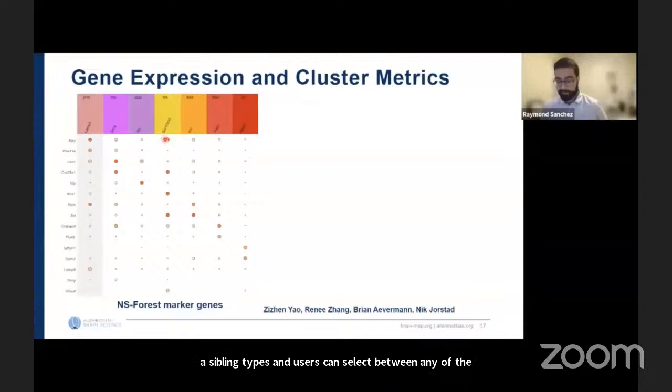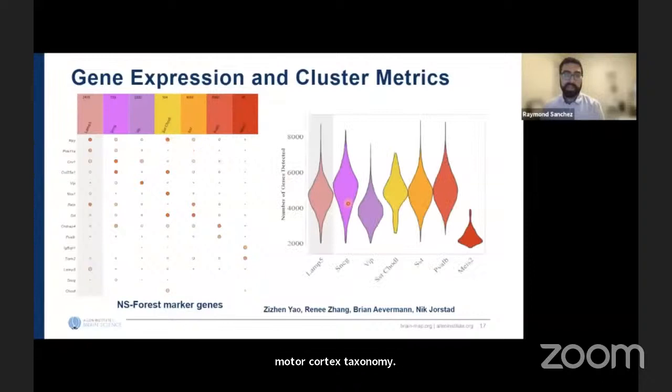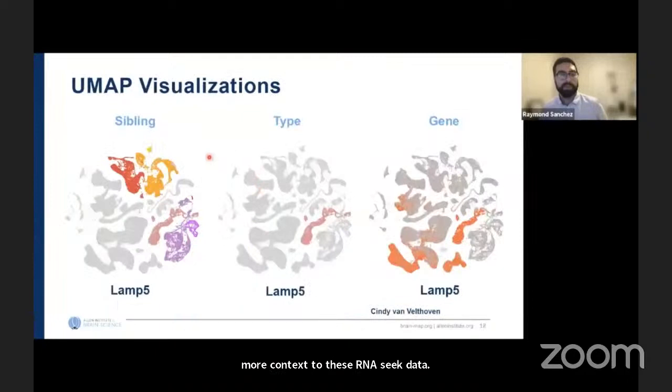In addition, we also display key cluster metrics such as number of genes detected and UMIs to give more context to these RNA-seq data. We also show UMAP visualizations, which are essentially 2D representations of this high dimensional data space.